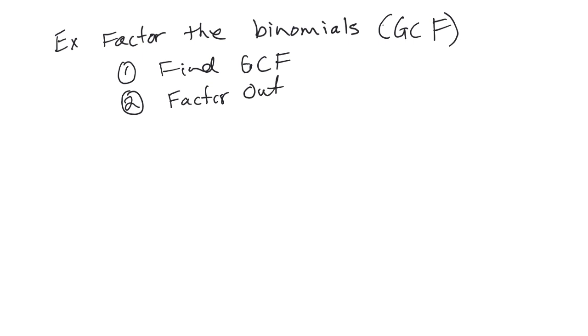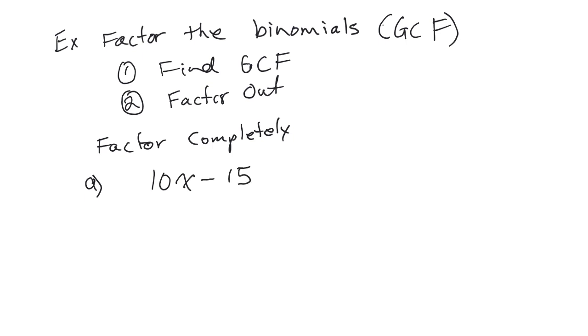So let's say I have the following problem, and we're going to factor this completely. All right, so this is A. Let's say I have 10x minus 15. Now, here is what we're going to do. I'm going to put this in green. So think about it. The GCF of 5 and 10 is 5. So we can divide both of them by 5. Let's do that first.